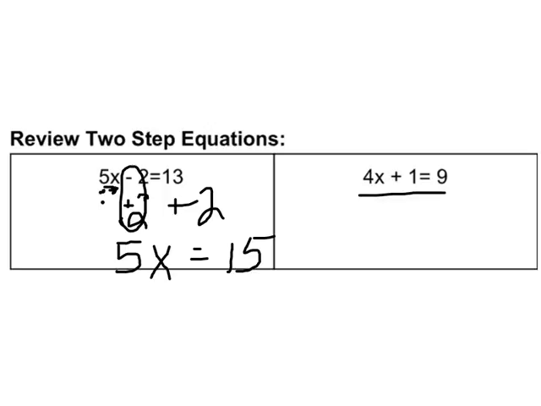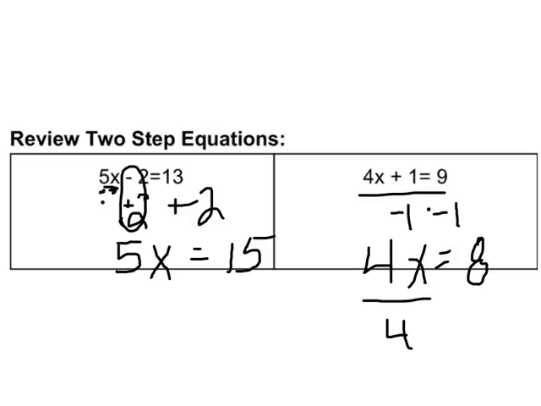For this next equation, what do I need to do first? I can subtract 1 on both sides of the equation. I'm left with 4x equals 8. What operation do you need to do now? You need to divide. You're left with x equals 2. Go ahead and do the last equation independently.